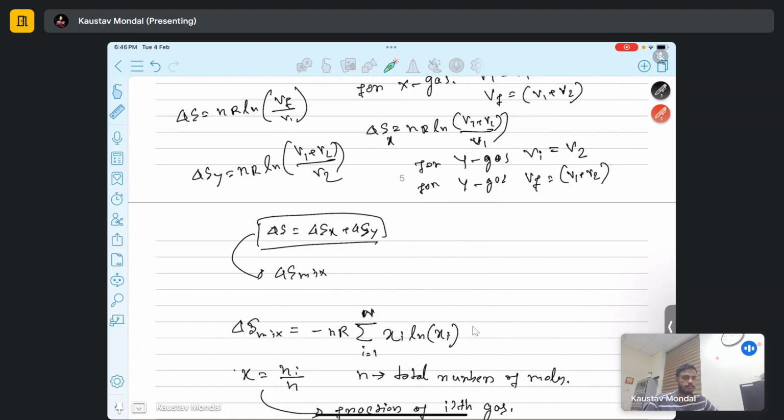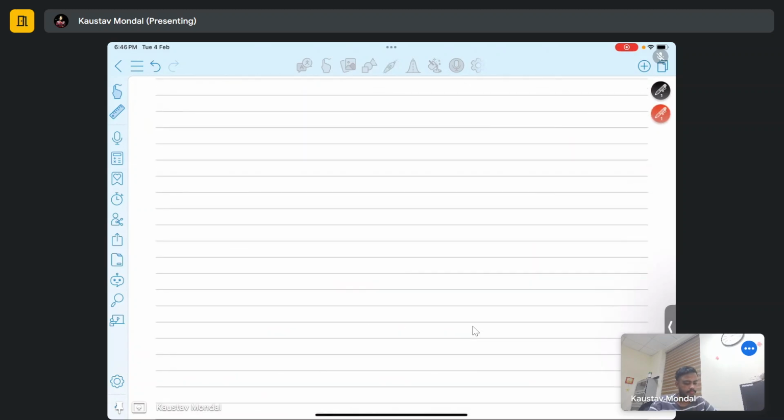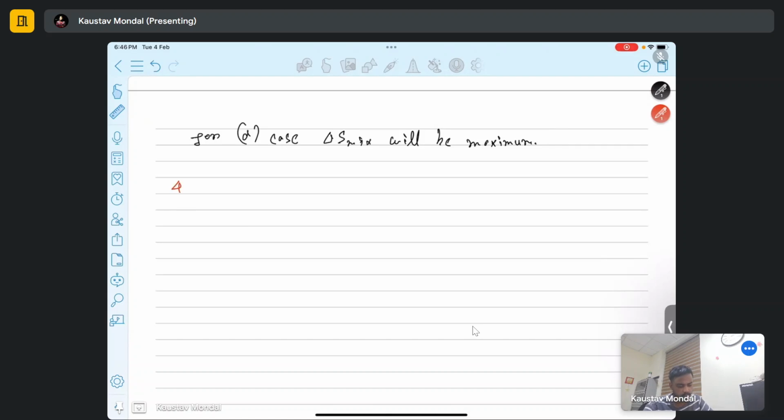Now we'll be going to problem 4. Now let me write problem 4. Basically this is a true-false kind of problem that we also dealt with in a previous tutorial. Okay, so problem number 4: in an irreversible process, enthalpy of the universe decreases.